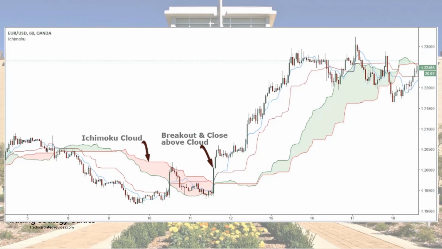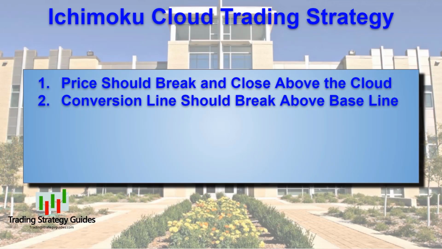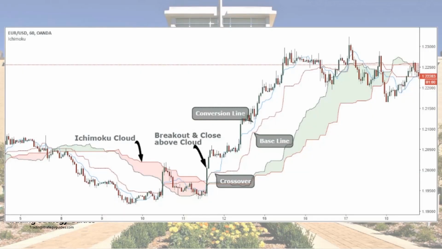So when we break above or below the Ichimoku cloud, it signals a deep shift in the market sentiment. A high probability trade setup requires more layers of confluence before pulling the trigger. And this brings us to step 2. Wait for the crossover. The conversion line needs to break above the baseline. The price breakout above the cloud needs to be followed by the crossover of the conversion line above the baseline. Once these two conditions are fulfilled, we can look to enter a trade.